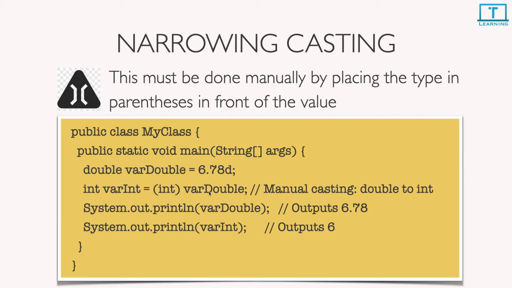The value of double will be converted to integer. Definitely an integer variable cannot hold fractional values. The fractional part will be truncated. So here if you print the values of both variables, when you print the double variable var double, it will print 6.78, but in the case of var int, the fractional part will be truncated and it will print 6. Okay, so I hope that you got an idea about typecasting in Java.